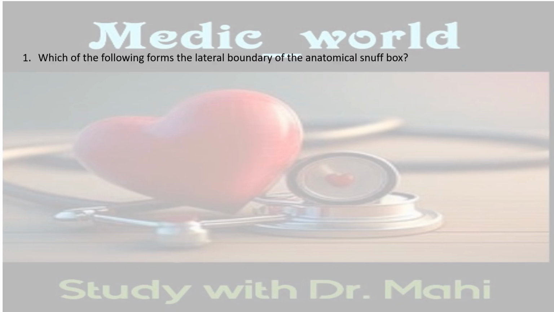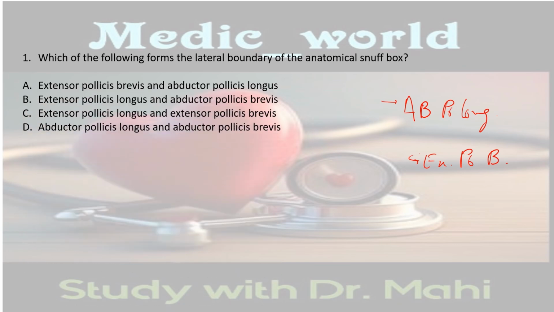So our first question, which of the following forms the lateral boundary of anatomical snuff box? We all know that the lateral boundary of anatomical snuff box is formed by two tendons, that is abductor pollicis longus and extensor pollicis brevis. Let's see the options. The first option is extensor pollicis brevis and abductor pollicis longus. So it is the answer, that is A.